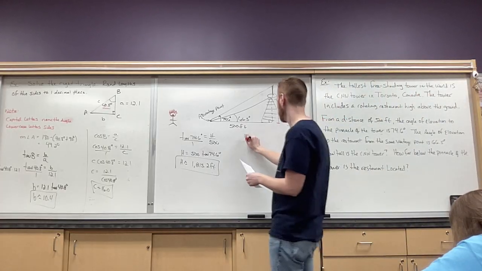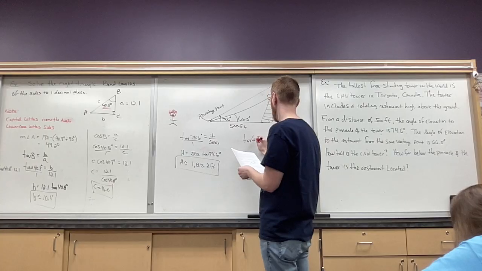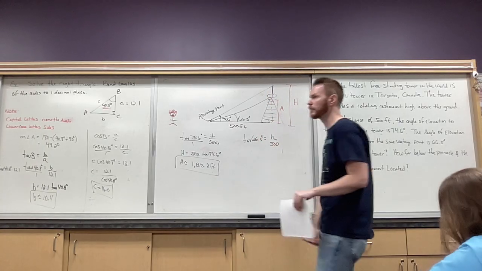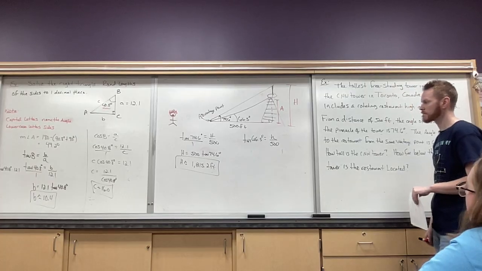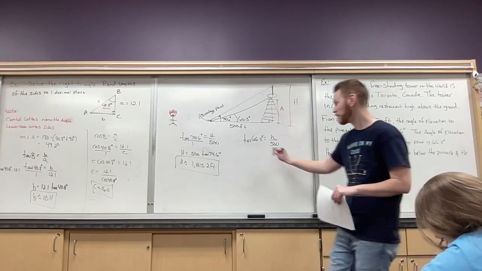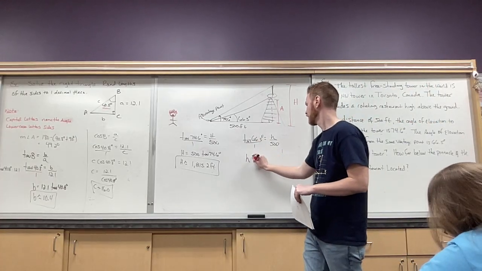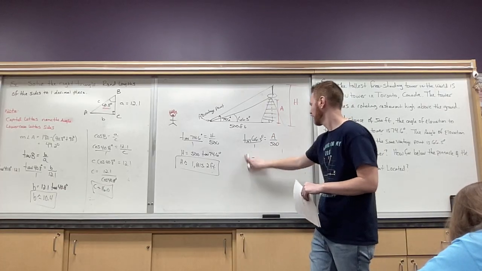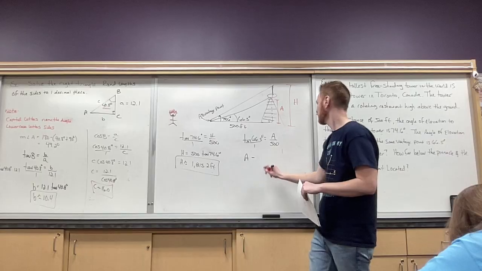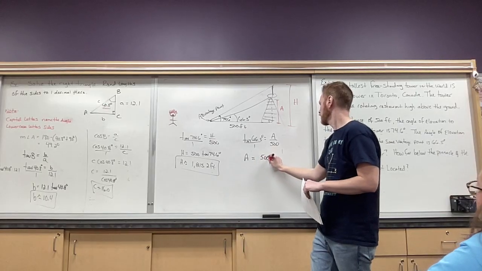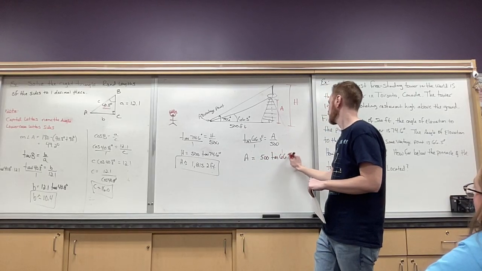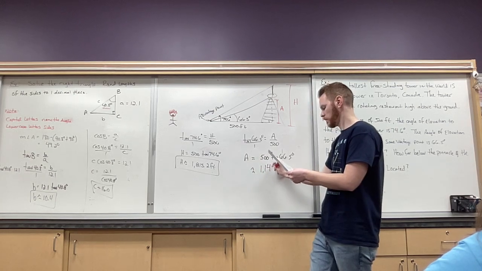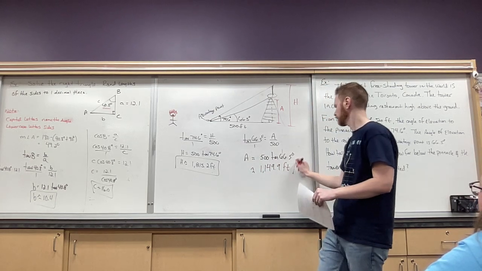So we're going to use tangent again. Tangent of 66.5 degrees is A over 500. Same procedure, we'll multiply both sides by 500 again. I used H, oh my gosh, capital A. There we go. So A is equal to 500 times tangent of 66.5 degrees. We get 1,149.9 feet for that one.